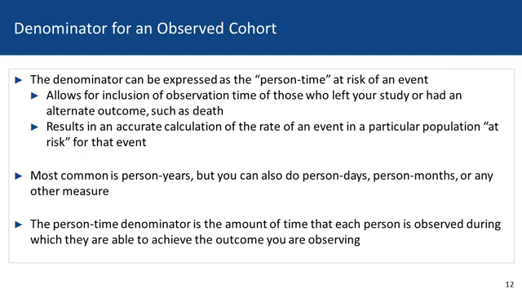This results in an accurate calculation of the rate of an event in a particular population that is actually at risk for that event. The most common use of person time is the measure of person years, but you can also do person days, person months, or any other measure of your choosing. The person time denominator is essentially the amount of time that each person is observed during which they are able to achieve the outcome that you are interested in capturing.